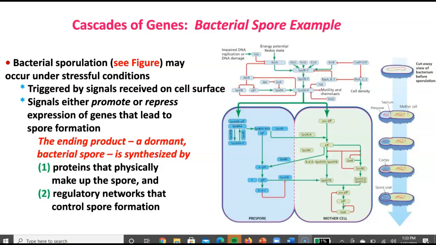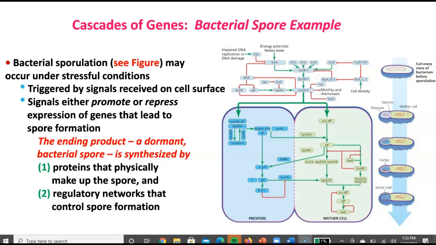And this figure, which you can find in your textbook, by no means do I expect you to know the intricate details of this figure. But you can see by looking at it for a short while or a long while, whatever you choose, that it's pretty intricate. And indeed, it's like a flowchart, and it is showing the cascade of genes that are expressed when that environmental factor triggers this to happen.